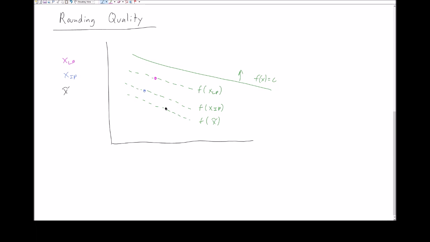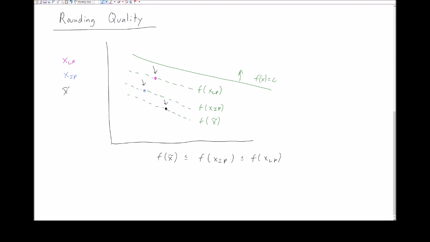We can, however, get an idea of how good this rounded solution is in terms of objective value compared to our integer programming optimal solution. Here we've taken the graph that we've just seen and we've highlighted just the particular points of optimality. That is, we have our linear program optimal solution, our integer program optimal solution, and our rounded solution. And in general, this is going to be the case: the objective function value of our rounded solution is going to be less than or equal to the optimal value of our integer program, and this is going to be less than or equal to the optimal value of our linear program.